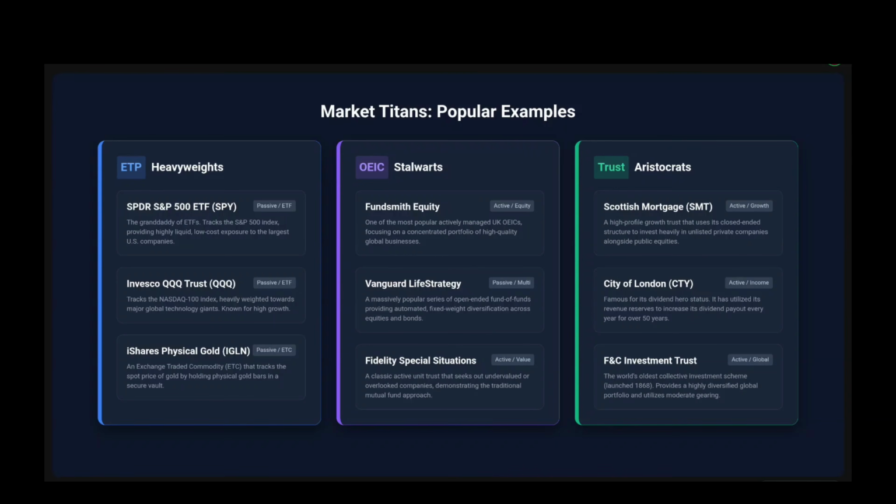There's also the Invesco QQQ Trust, QQQ, which tracks the NASDAQ 100 index, heavily weighted towards major global technology giants, known for its high growth. Again, this is passive. And then we've got the iShares Physical Gold, IGLN, an exchange-traded commodity that tracks the spot price of gold by holding physical gold bars in a secured vault.